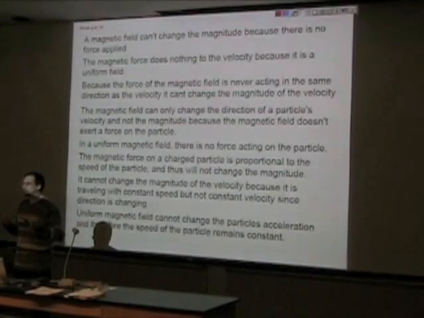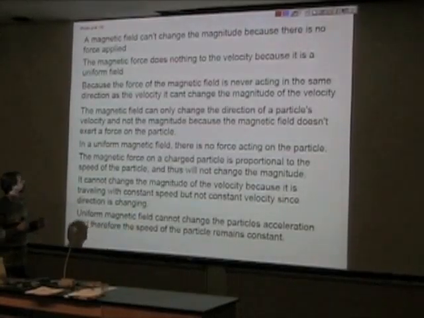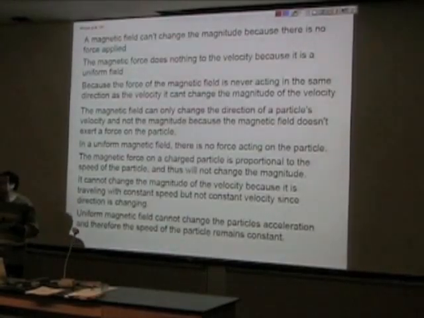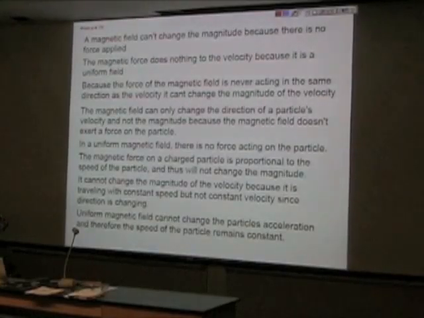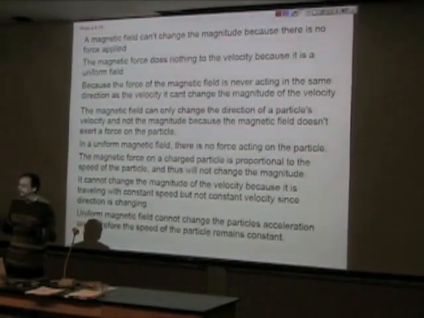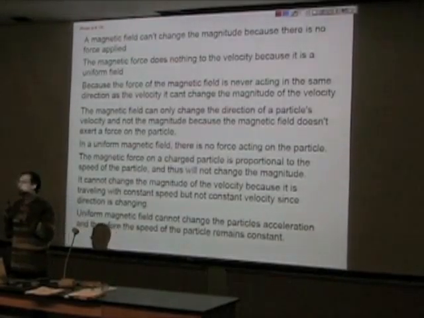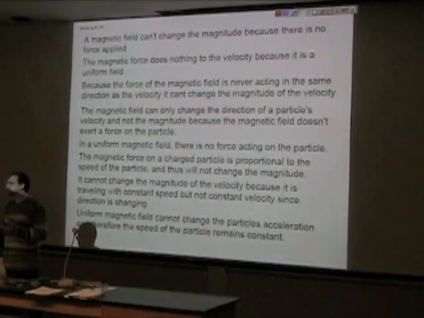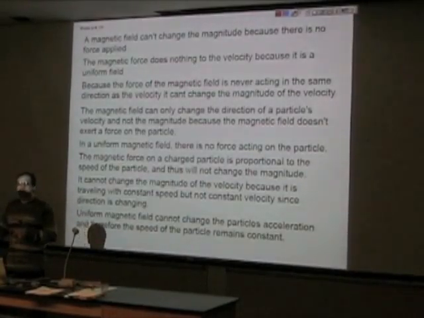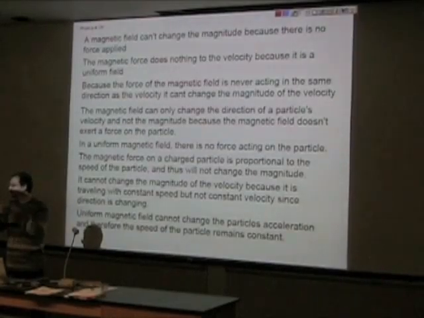So magnetic force doesn't change the kinetic energy of a particle. Speed remains the same. But if you said the magnetic field can't change it because there is no force applied, that's not true. The force is applied. It is perpendicular. Or if you say it cannot change the magnitude of velocity because it travels with constant speed, again, that's not specific enough. When you answer a question, you have to be very specific. In this situation, there is no work only because the angle is 90 degrees between velocity and force.